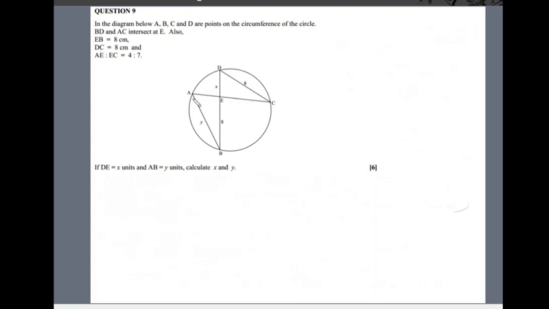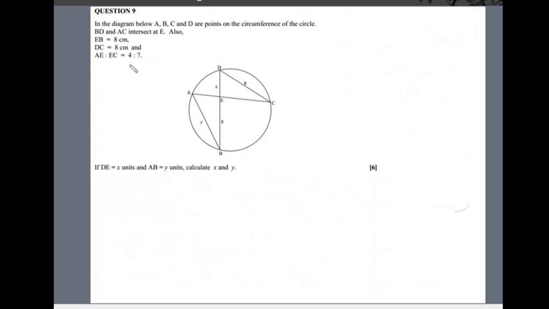Okay? So a way of solving this is to apply similarity and find the sides which are in the same proportion, right? And then you'll be able to solve this question, right?